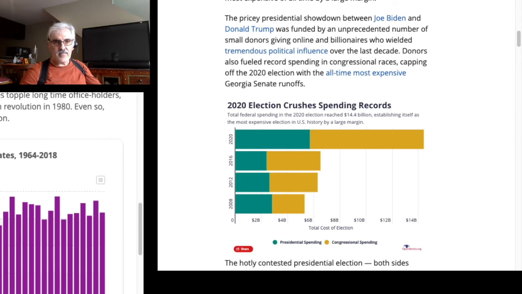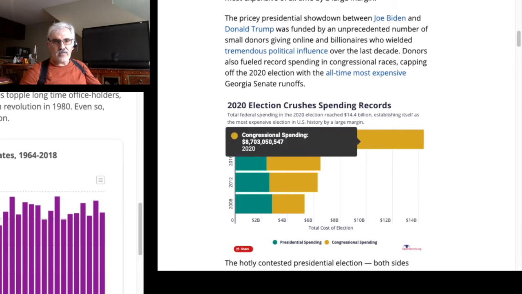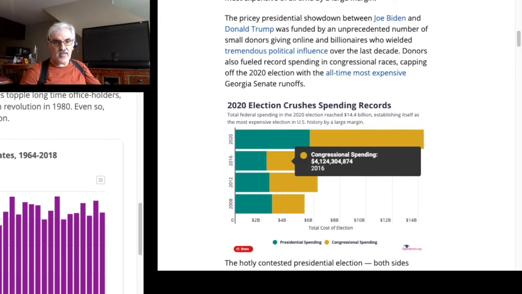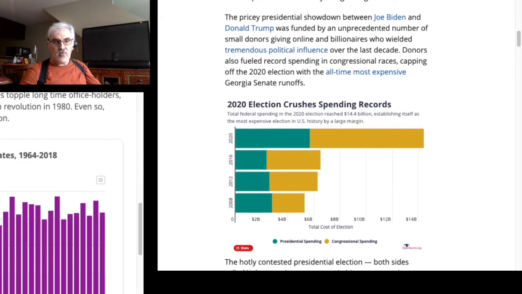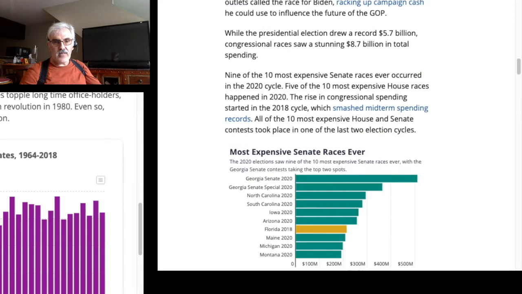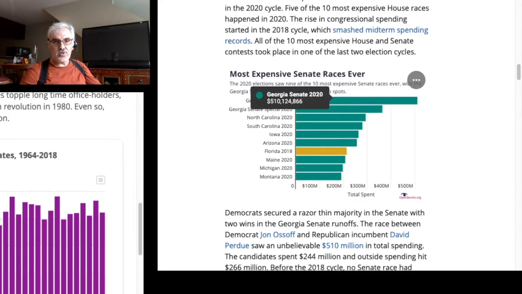All right. So if you look at the numbers, you can see that presidential spending was $5.7 billion. Congressional spending was $8.7 billion. Okay? So there was far more congressional spending than there was presidential spending. Why is that? Well, in large part because of the Georgia Senate election, which was a very expensive election.